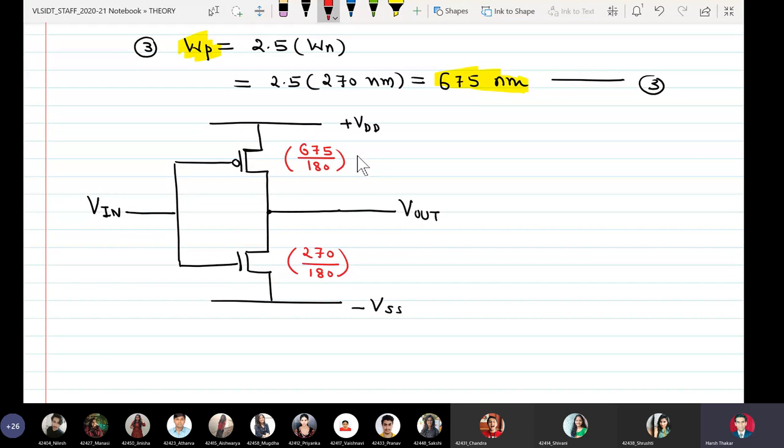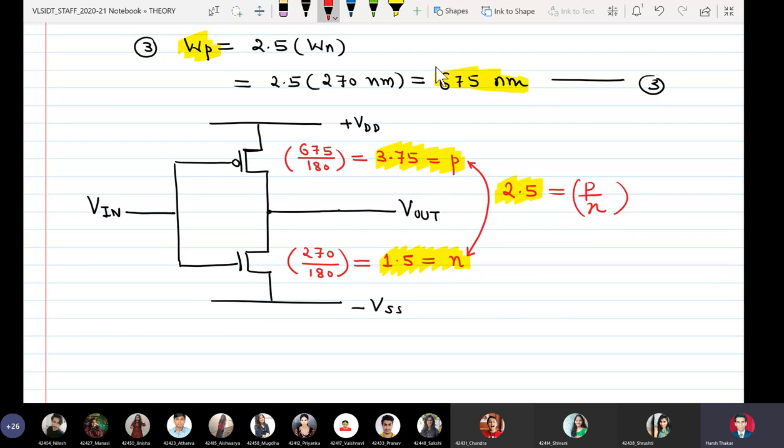So we can also verify our important numbers. So we see here that this ratio is equal to 1.5, that is the size of NMOS. This ratio is equal to 3.75, size of PMOS, and we see here that the relative size between PMOS and NMOS is 2.5. So always be clear about size of PMOS is 3.75, size of NMOS is 1.5, and relative size is 2.5, which is equal to P over N.